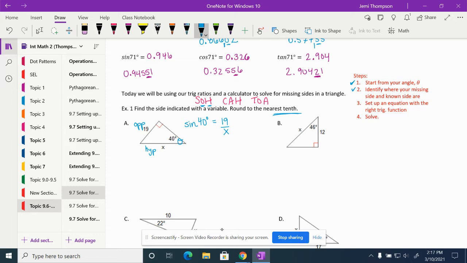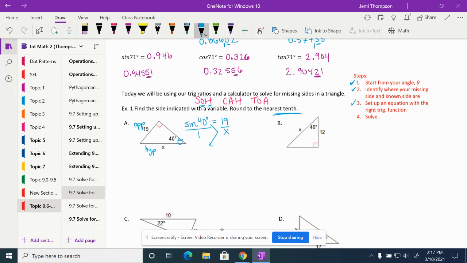Okay, now I am going to solve. I have a number equals a fraction. I'm going to change this so that I have a fraction equals a fraction. Now that I have a proportion, I already did step 3. I'm going to crisscross multiply to solve.